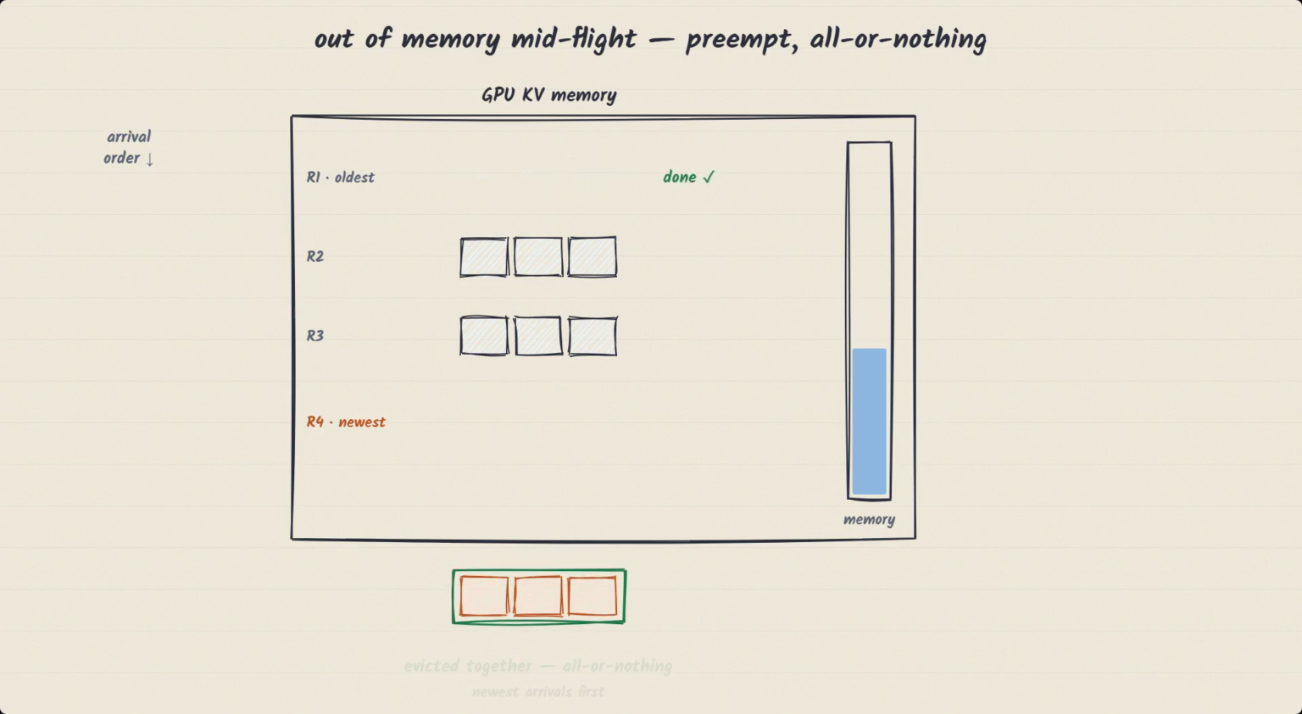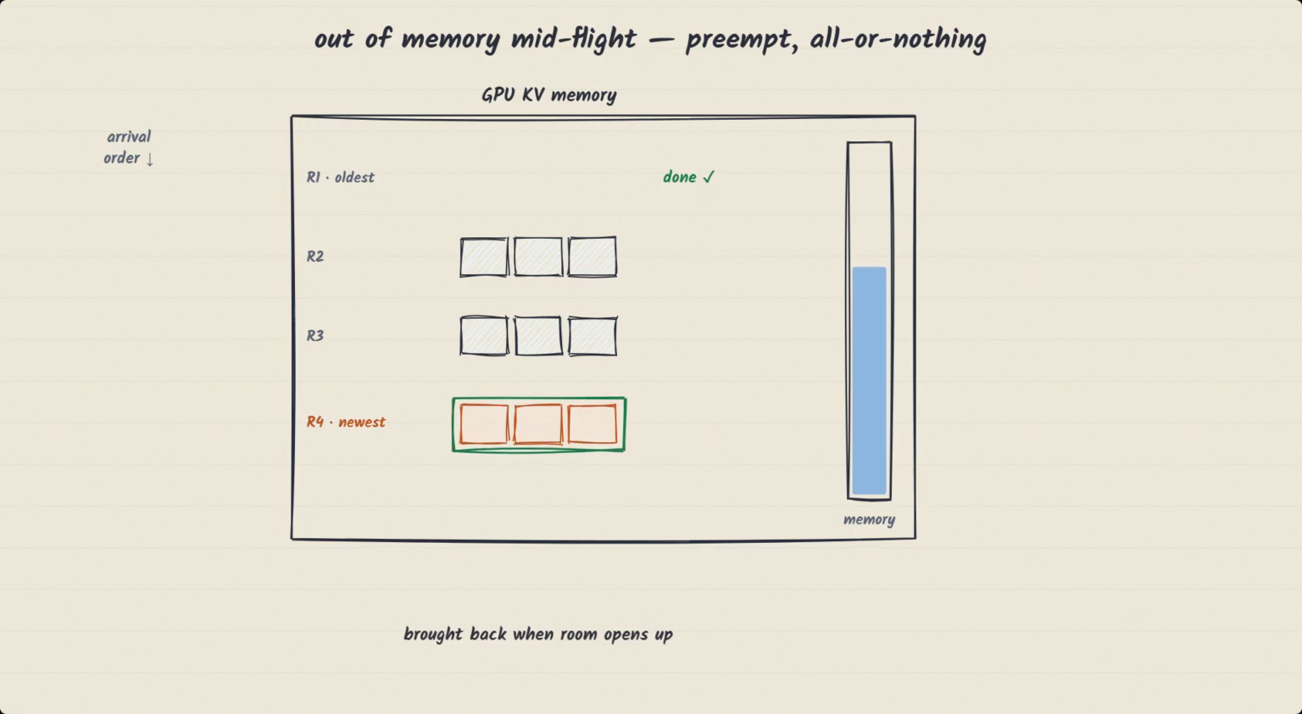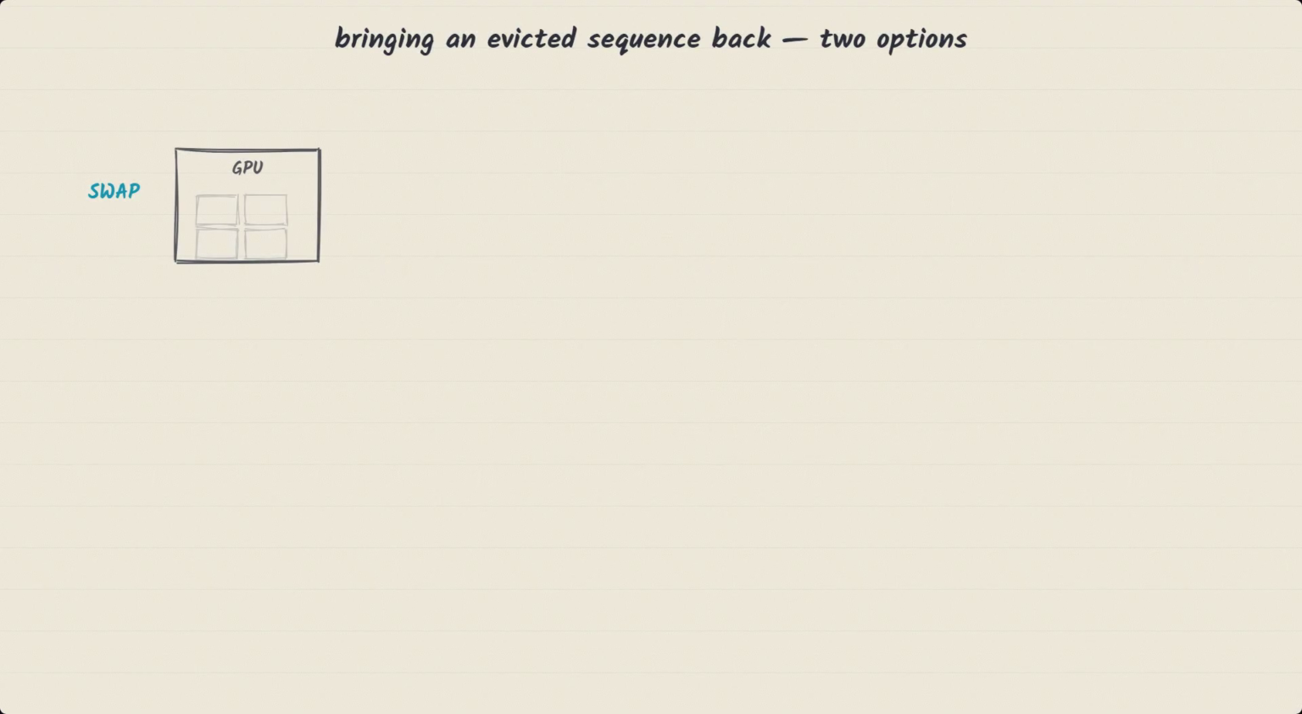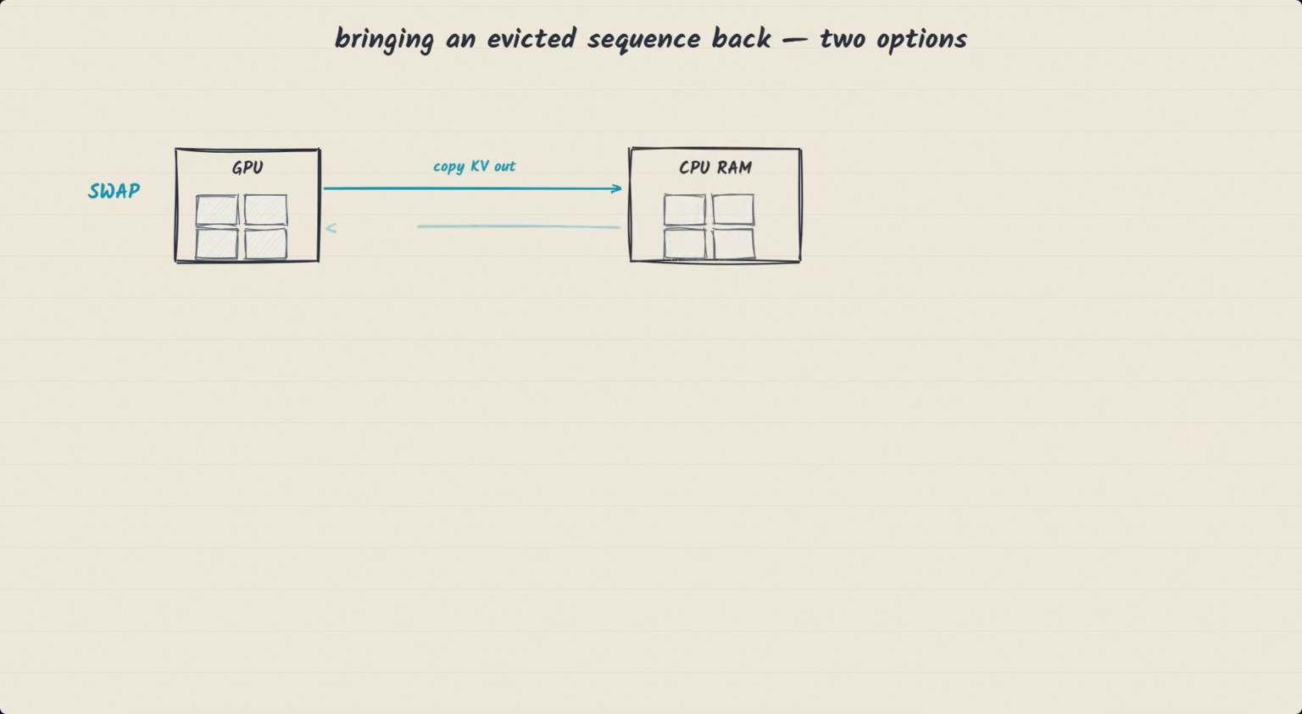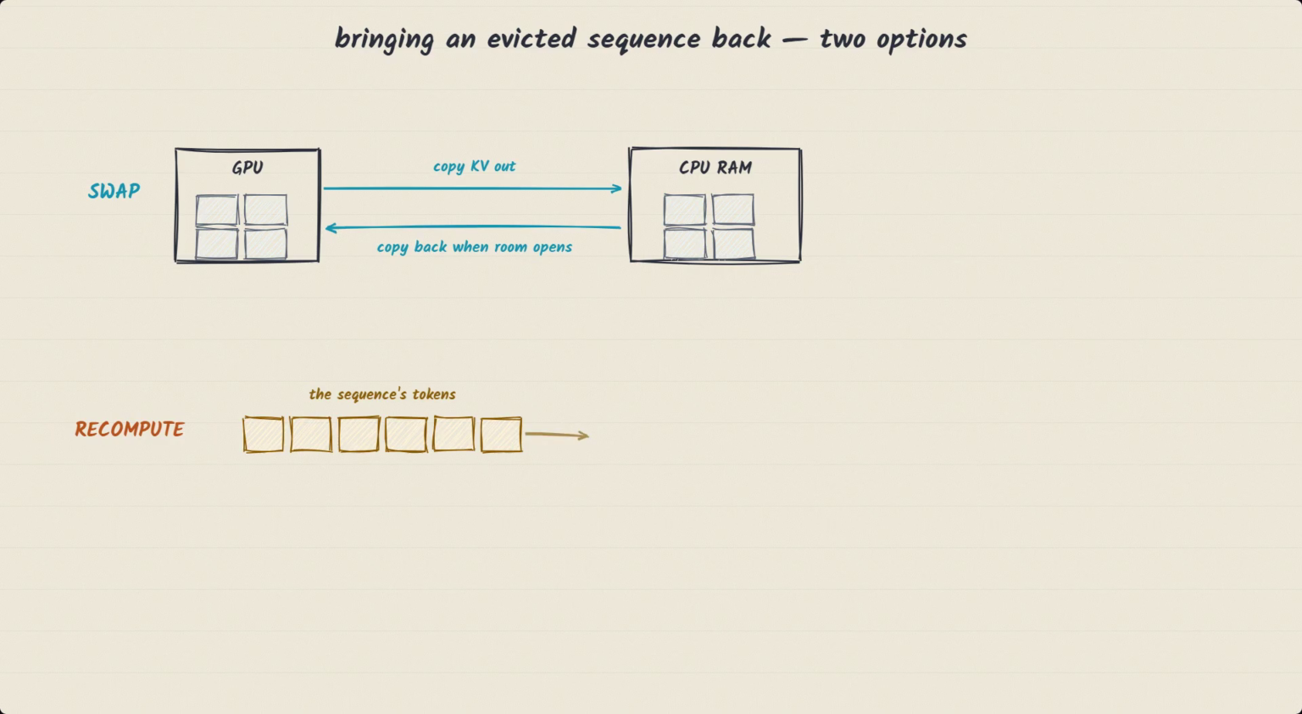It preempts the most recent arrivals first, lets the older requests finish and free their memory, then brings the evicted ones back. How do you bring an evicted sequence back? Two options. Swapping. Copy its KV blocks out to CPU RAM, then copy them back into the GPU when room opens up. Or recomputation. Throw the KV cache away entirely and simply regenerate it from the sequence's tokens in one fast, parallel, prompt-style pass the moment the sequence resumes.